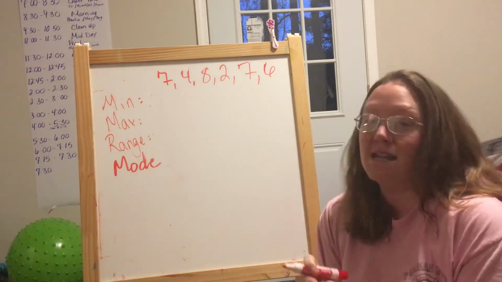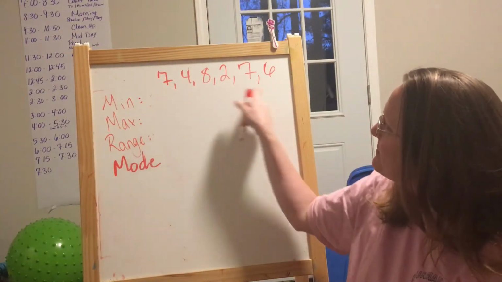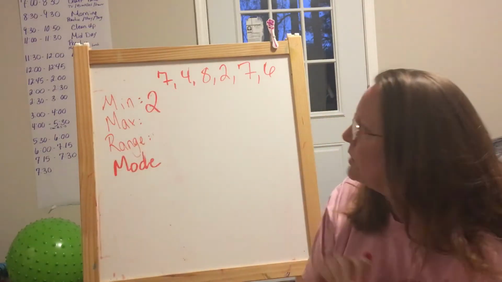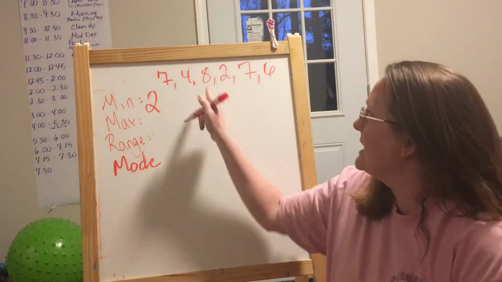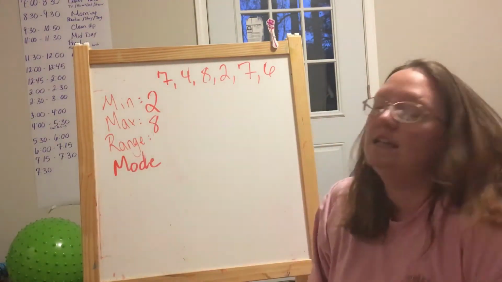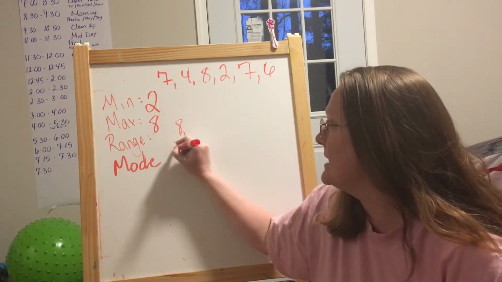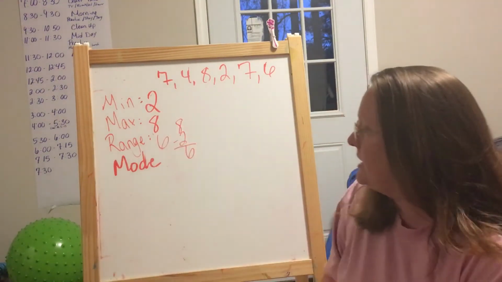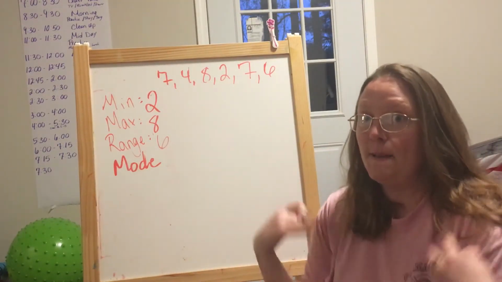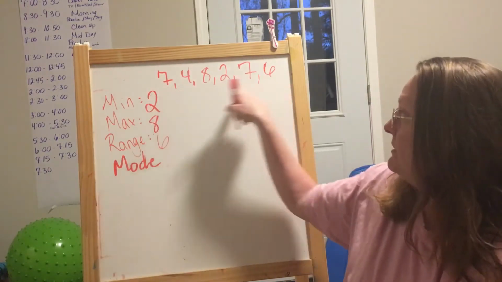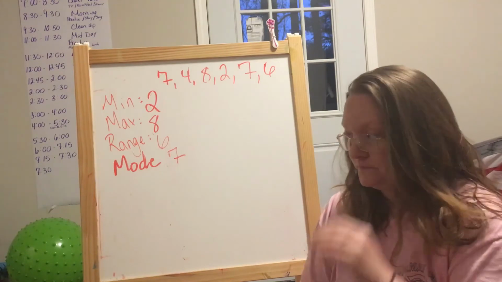Okay, so minimum means smallest. So if I look at these numbers, the 2 is the smallest. Maximum means the biggest. So 8 is my biggest. And range, I subtract those two. So I'm gonna take 8 minus 2. And range is 6, okay? Mode means most. So if I look at my data, I have 2 7s. So my mode is 7.